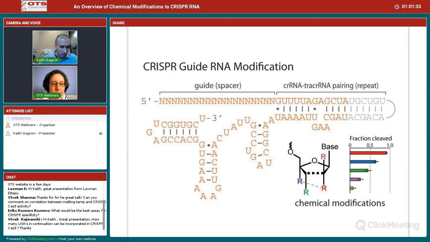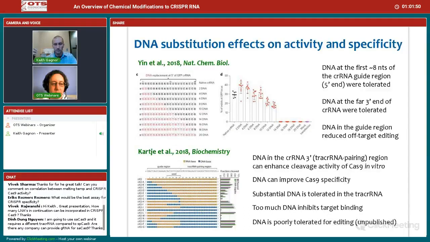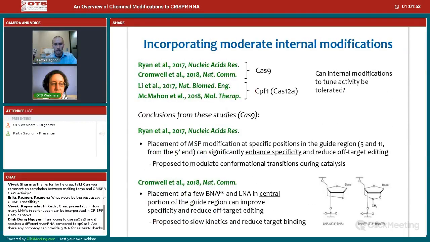So how many LNAs in continuation can be incorporated in CRISPR-Cas9? A good question. I would refer you to the Cromwell et al. paper. Let me check if it was the Cromwell paper where they did the BNA and the LNA work. Yeah, so Cromwell did BNA and LNA, and they were putting 2 or 3 next to each other in a row. That's where they were seeing the best specificity improvement, in particular when these were placed in the central portion of the guide region, as part of or flanking the seed region. So how many can you put in there? I don't know.